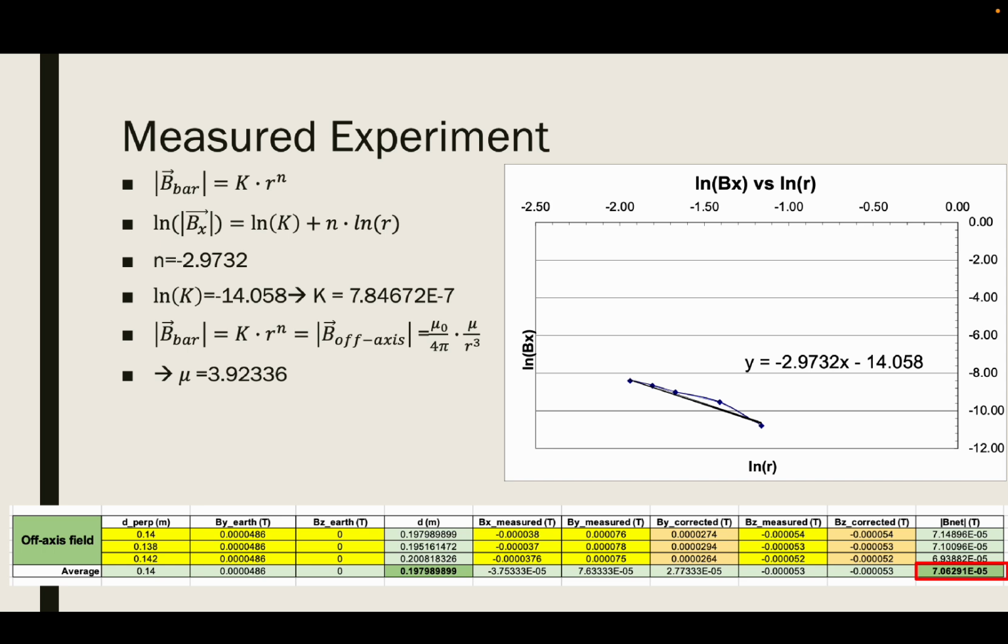The result of this part also includes the B net of the bar magnet after correcting the y component of B net because of Earth's magnetic field. In Atlanta, Earth's magnetic field is roughly 48.6 microtesla. So by subtracting in the y direction, our average B net result is 7.06291 e-5 teslas, on the lower right corner here.